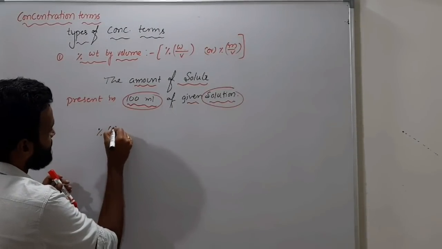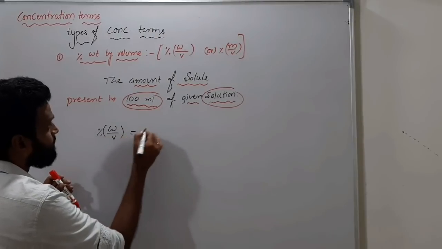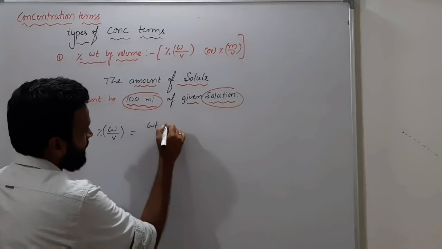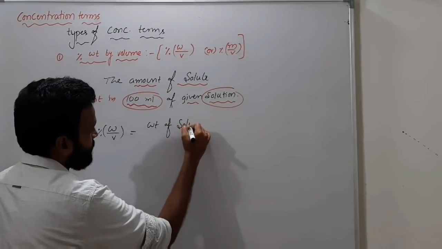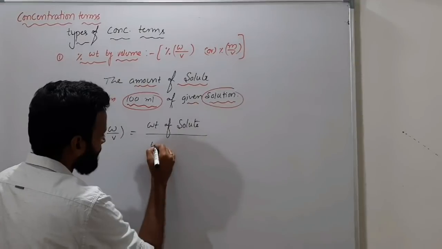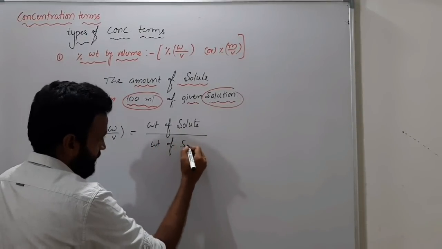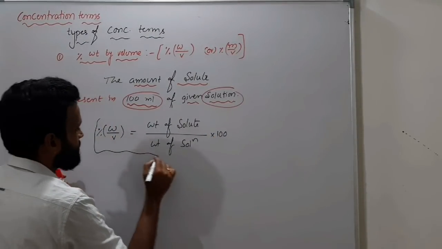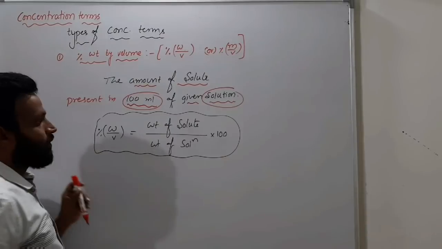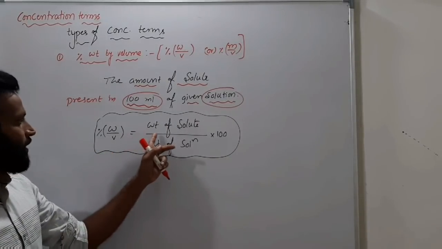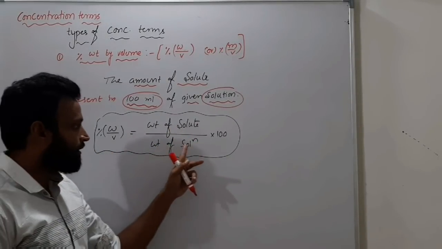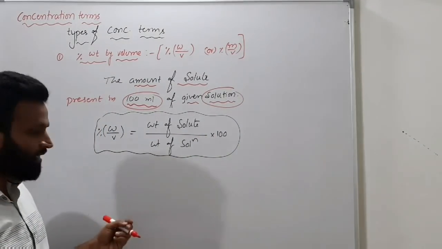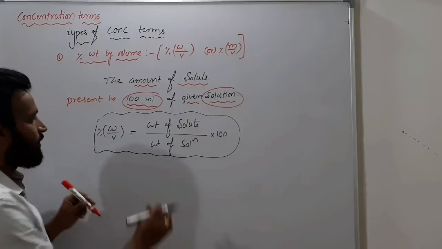So what will be the formula now? Percentage weight by volume, or percentage mass by volume. You can write now: it's weight of solute by, excuse me, volume of solution into 100. This is percentage weight by volume. What is percentage weight by volume now? Weight of solute by volume of solution into 100. That's it. Correct on this one? No. Volume.